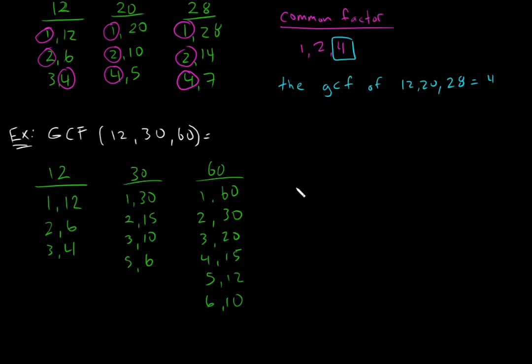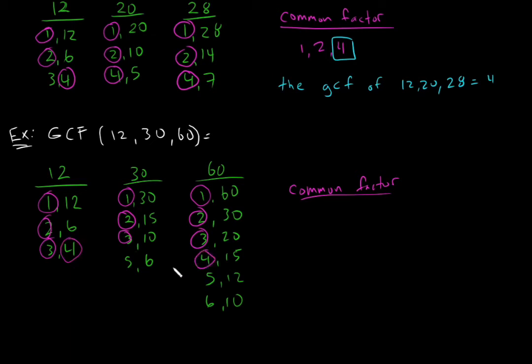Now let's find the common factors. Remember, common factors have to be in all of them. Common factors would be 1. 1 is usually always a common factor of all the numbers because 1 can divide any number. 2, let's see, 2 is here, 2 is here. 3, 3 is a common factor of all of them. 4, okay, so here's what I was talking about. 4 is a common factor of 12 and 60, but it's not in the 30, so you can't say 4 is a common factor of all three numbers, only 2 of them. So let's get rid of that. But 6 is a common factor. It's found in all of them.